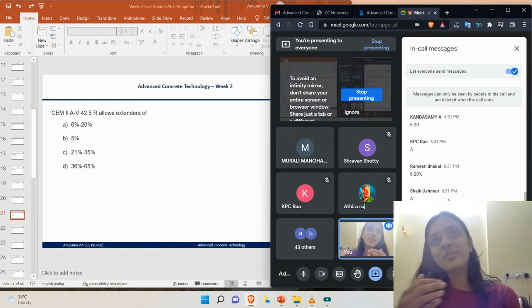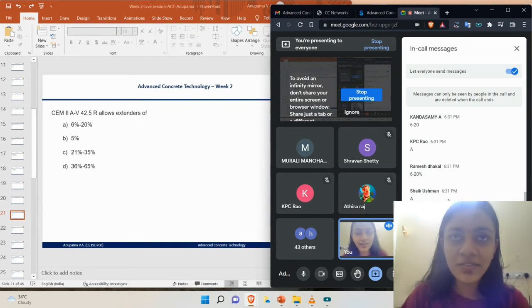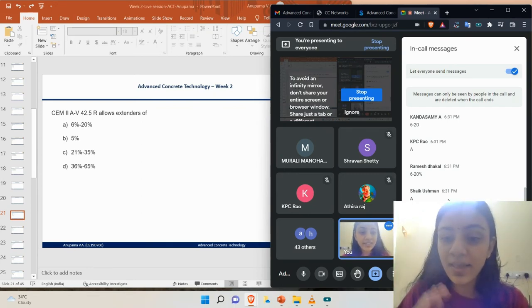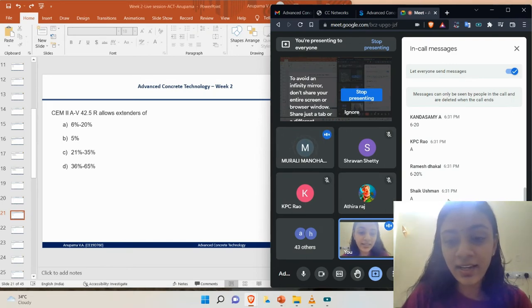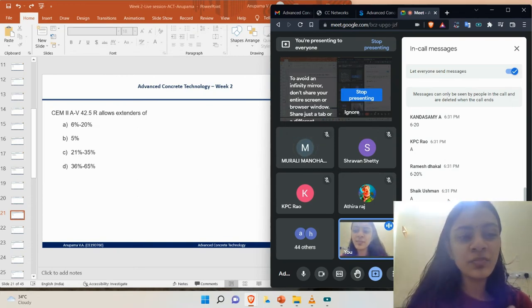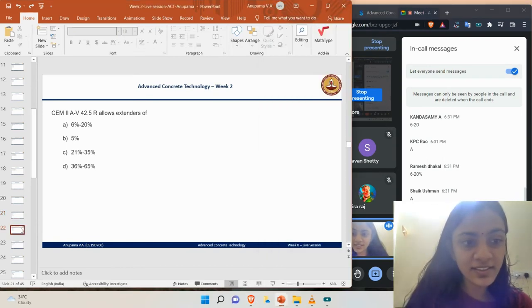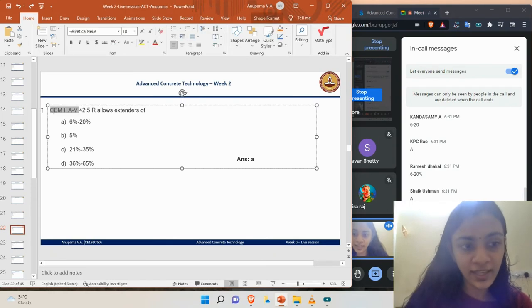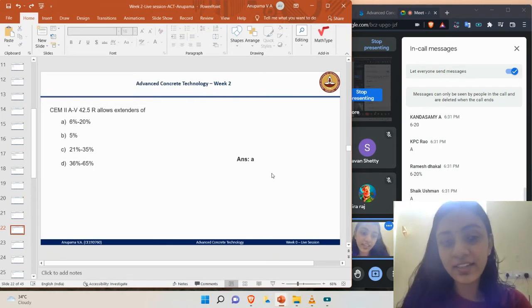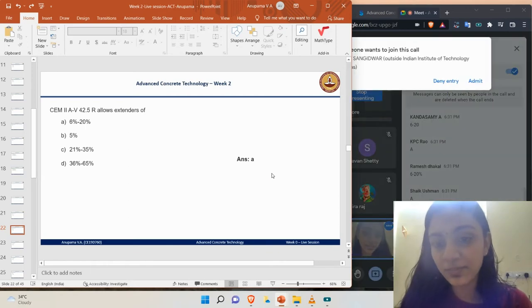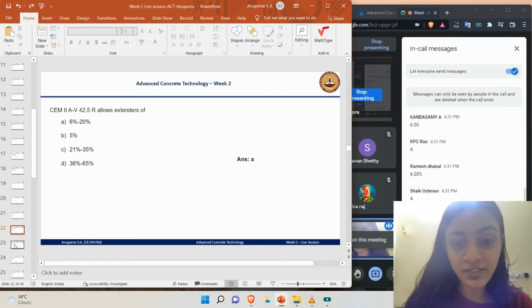So let me try to recall it myself. SEM 1 allows extenders up to 5%. SEM 2A allows 6% to 20%. So the correct answer is option A here. SEM 2B allows 21 to 35, and SEM 3A allows 36 to 65. Since the question is SEM 2A, the correct answer is option A, that is 6% to 20%. Okay, moving on to the next question.